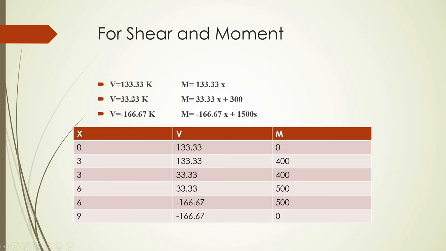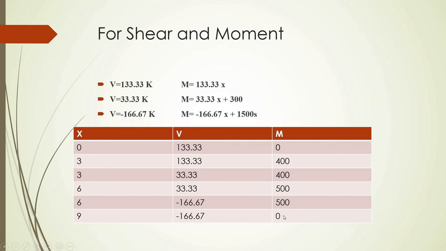Now that we're done with two of the sections, we move on to the last section. And again, for V, this is constant. So whatever value of x you would consider, 6 or 9 or anything in between, you're going to get the same value. And for moment, when you plug in the lower limit, you're going to get 500, which is again the same as the moment value from the previous equation at the same location. And if you plug in the upper limit 9, you are going to get 0.